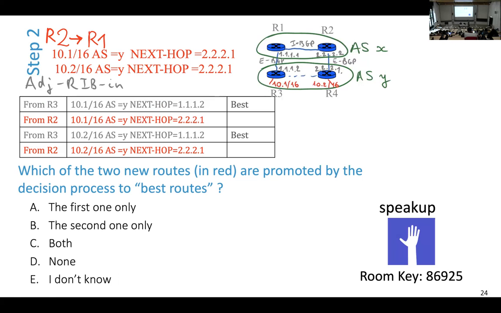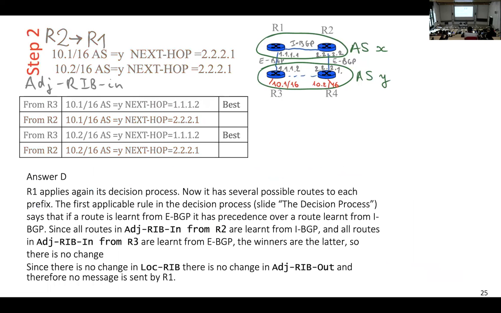So the majority says the second one only, and it seems that you're hesitating among all of the answers. So A, B, C, from your point of view, are all possible correct answers, and let me explain what the correct answer is. The correct answer is none. Yeah, it is explained here.